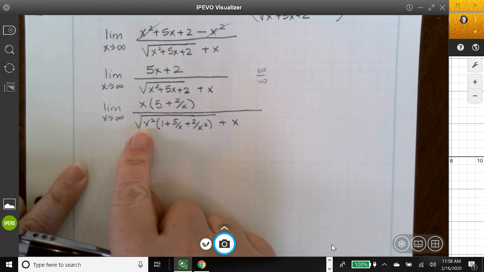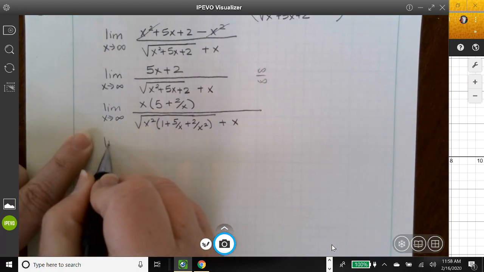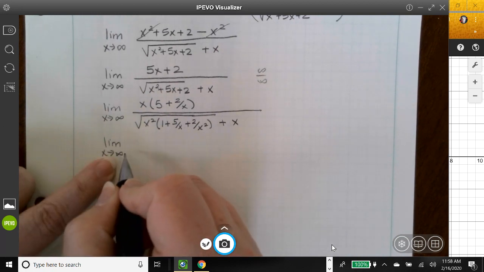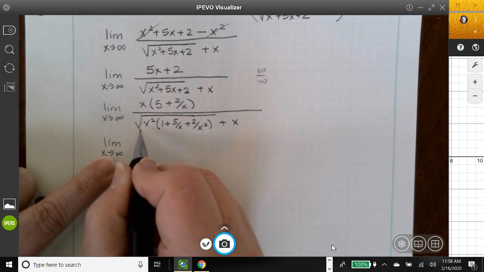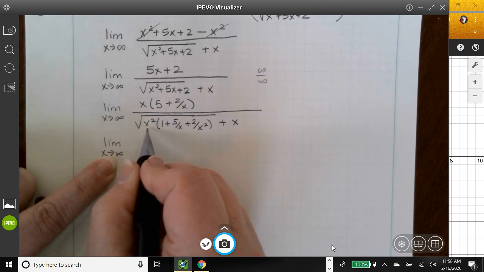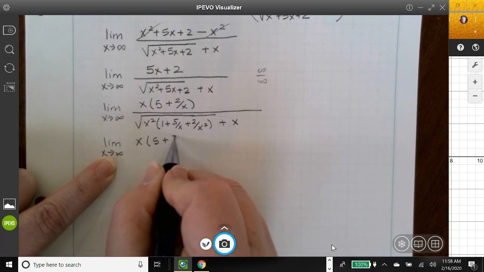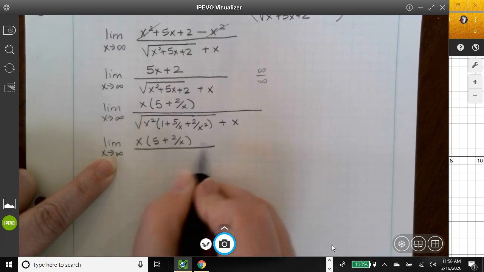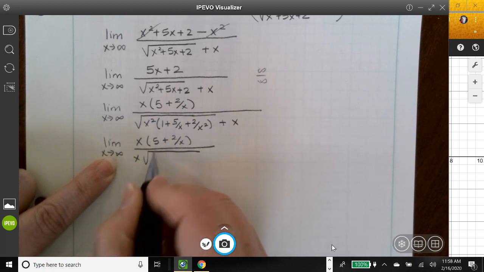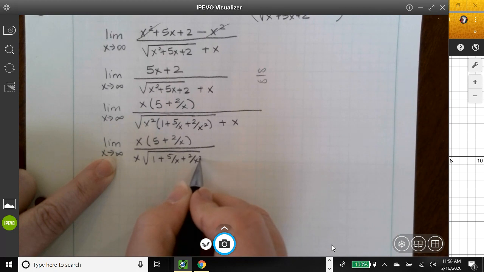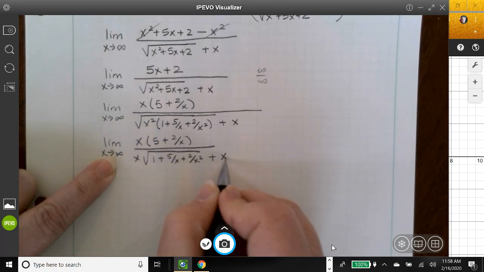And I can take an x out of this underneath this square root now, because I have an x squared there standing alone saying, take the square root of me. And since x is positive and we're going to infinity, I don't have to take out an absolute value of x. So we're going to get x in the numerator times 5 plus 2 over x, over x times the square root of 1 plus 5 over x plus 2 over x squared, plus x here.